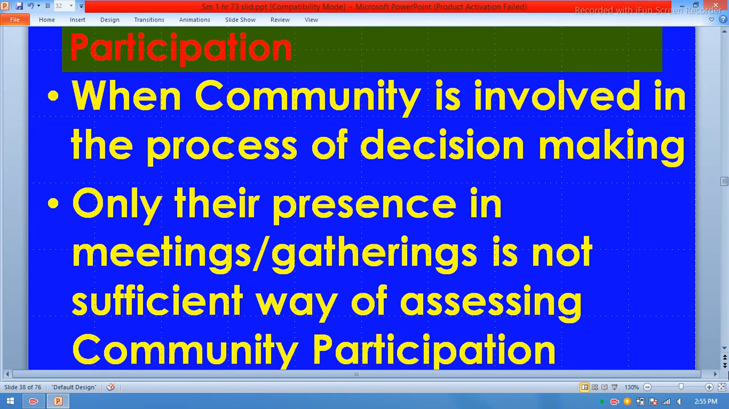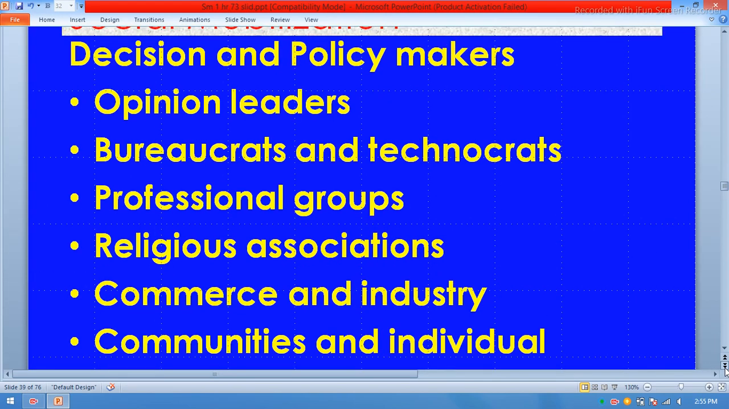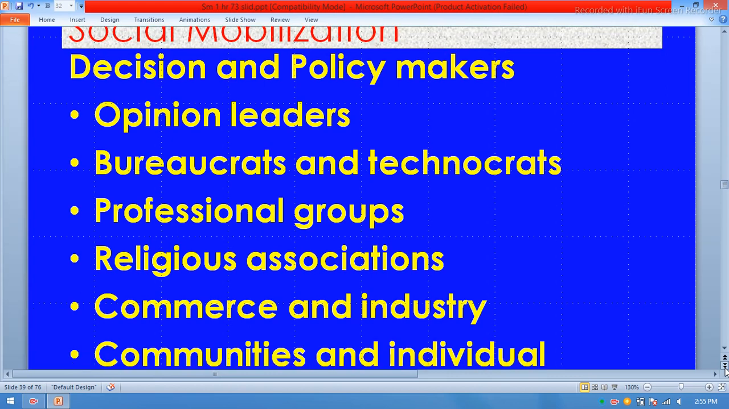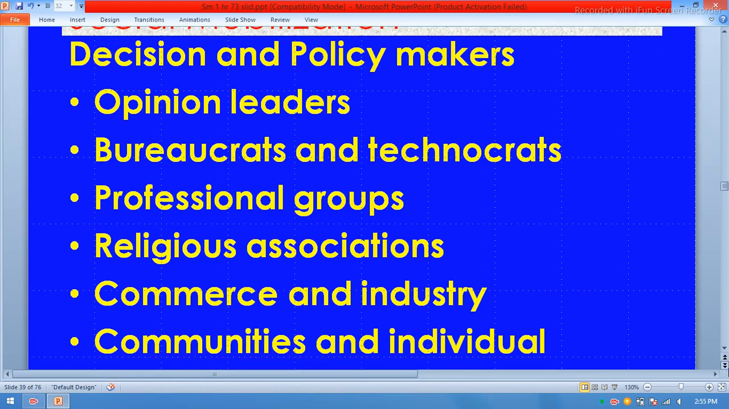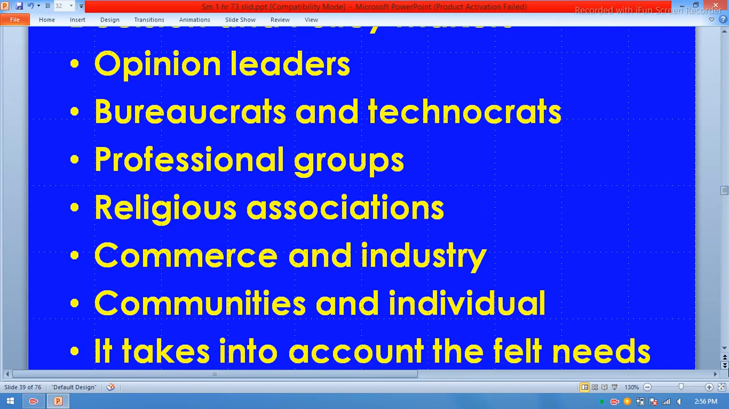Participation is when the community is involved in the process of decision making. Only their presence in a meeting or gathering is not a sufficient way of assessing community participation. Decision and policy makers, opinion leaders, bureaucrats and technocrats, professional groups, religious associations, commerce and industry, community and individuals, they are stakeholders.